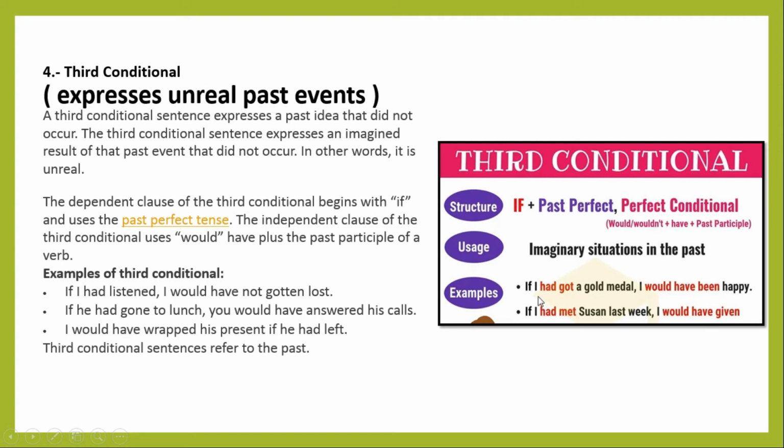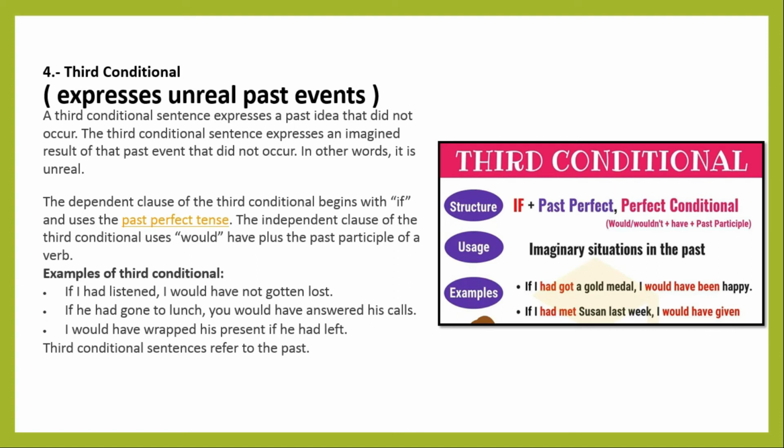I say, if I had got a gold medal, my God, what is this? I can't understand because it's too complicated. Well, it's not complicated if you memorize the verbs in past participle. Remember that we've got three kinds of verbs. We've got the present simple verbs, the simple past verbs, and also the past participle verbs.